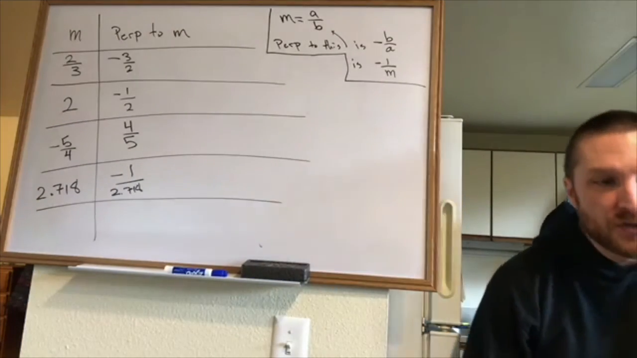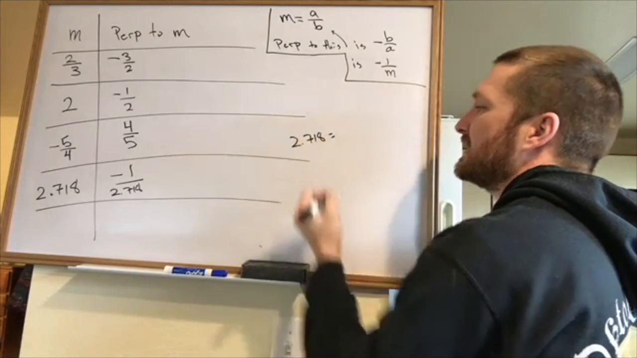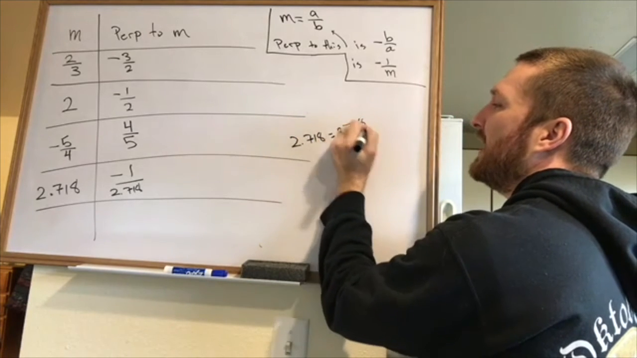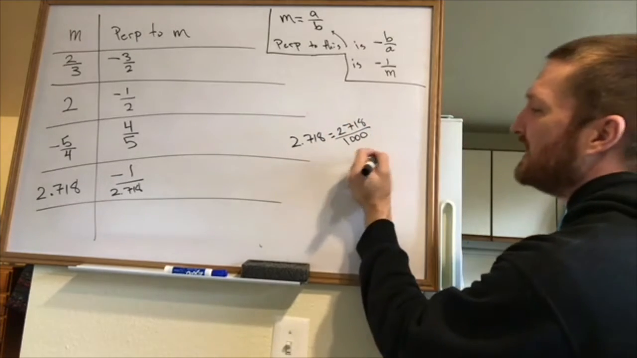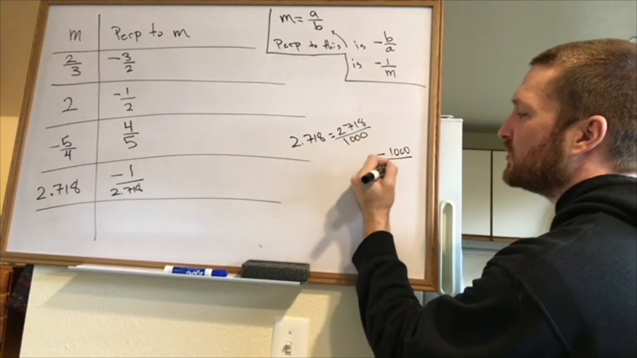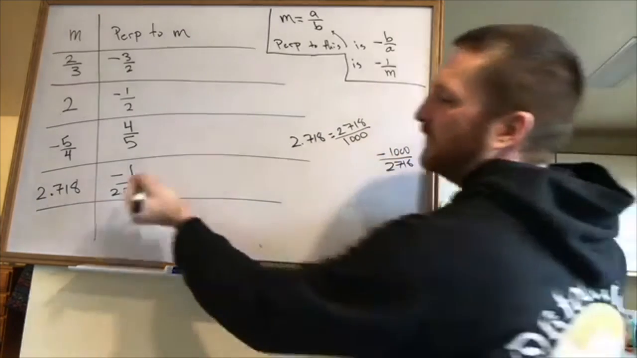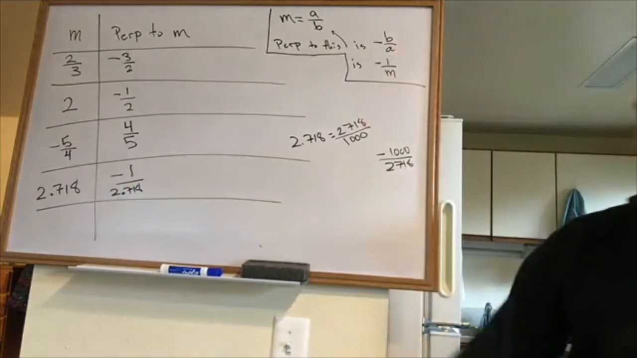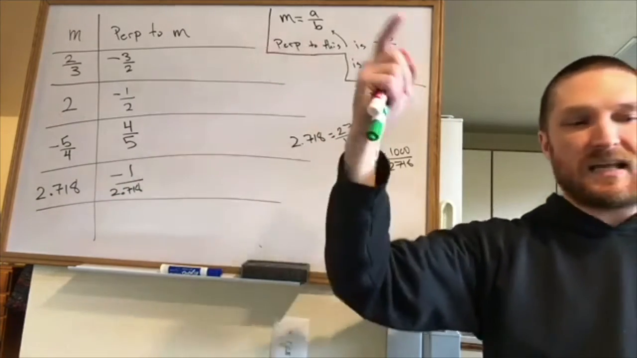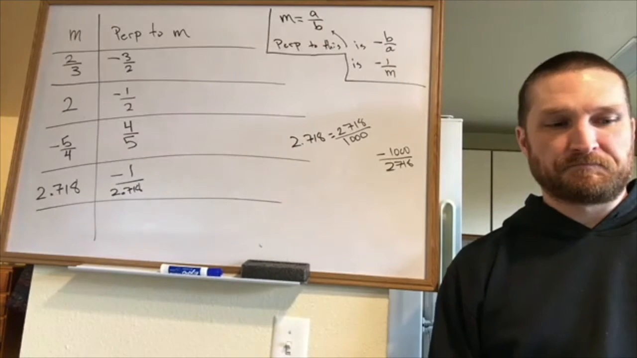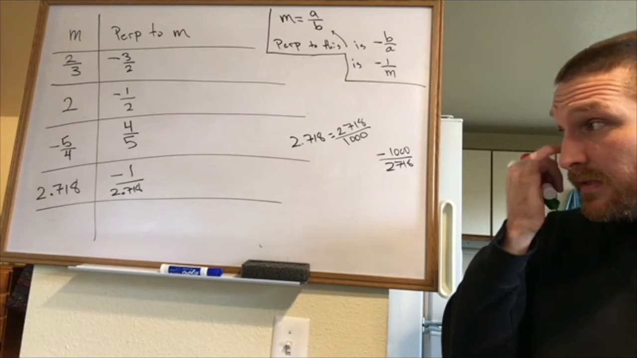If you wanted to, you could say 2.718 is the same thing as 2718 divided by 1,000, and then we would have -1,000 over 2718. You could do that. Or you can make your life a lot easier and say, whatever number that is, if I need it to be perpendicular to that slope, I'll just take -1 and divide by the original. That would be just fine.